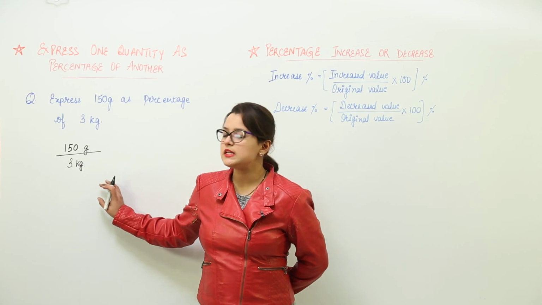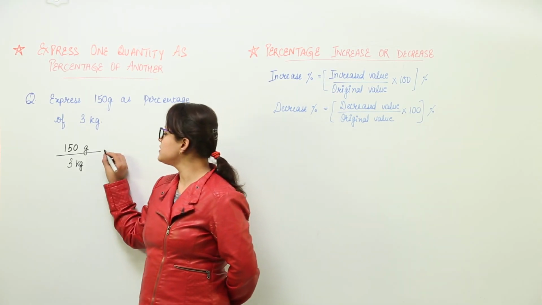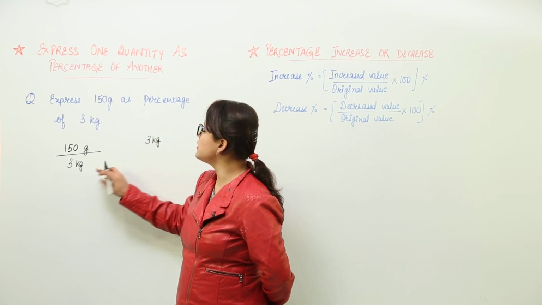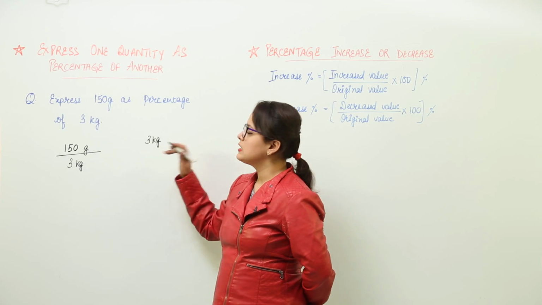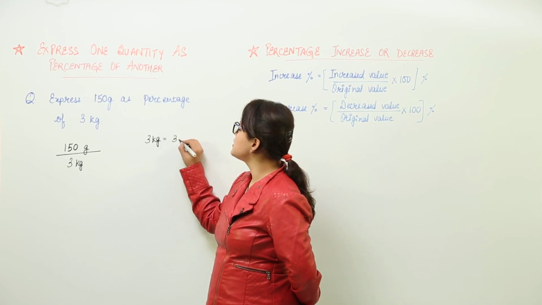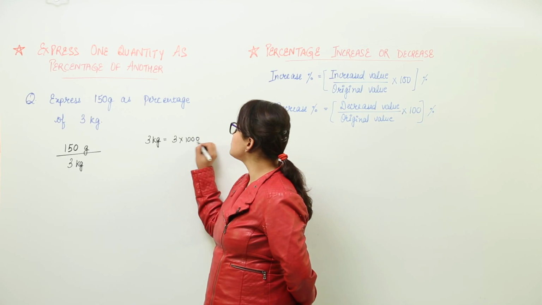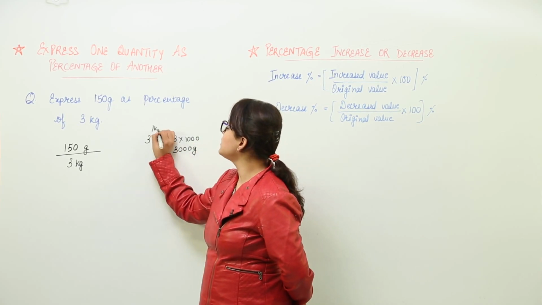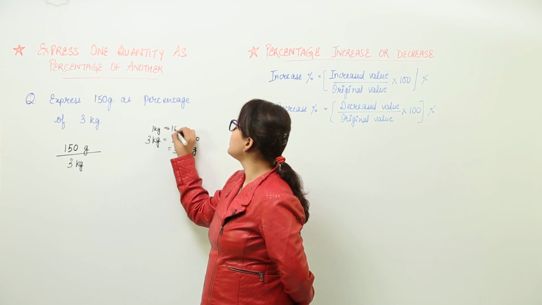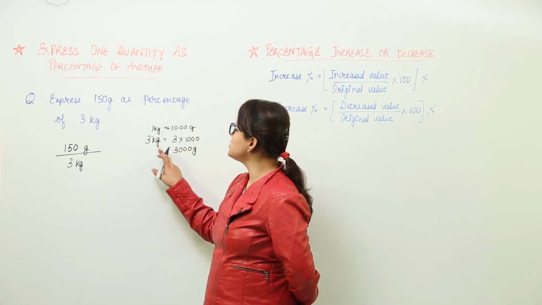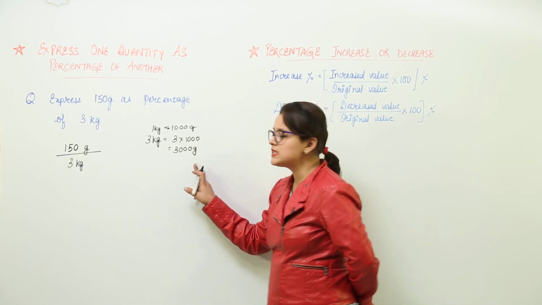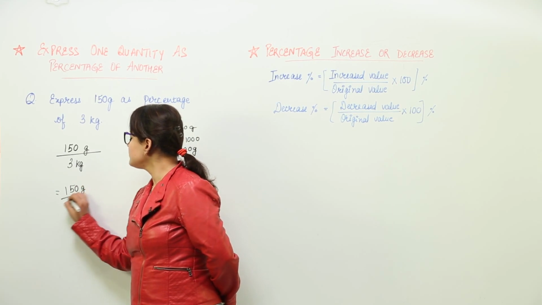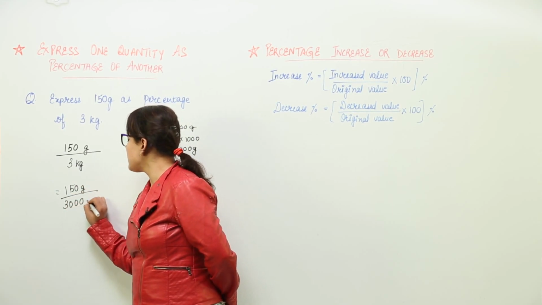Over here we can see that the units are not the same. So that means this cannot be written like this. What do we have to do? We have to either convert the kgs to grams or convert the grams to kgs. I am converting 3 kgs to grams, that will be 3 into 1000, giving us 3000 grams. This is because 1 kg is equal to 1000 grams. So 3 kgs will be equal to 3 into 1000, that is 3000. So this can be written as 150 grams over 3000 grams.